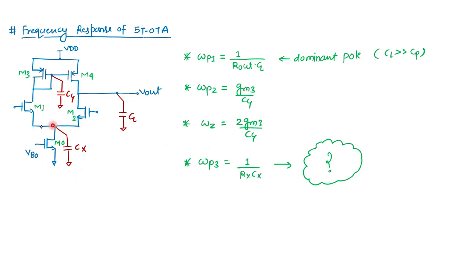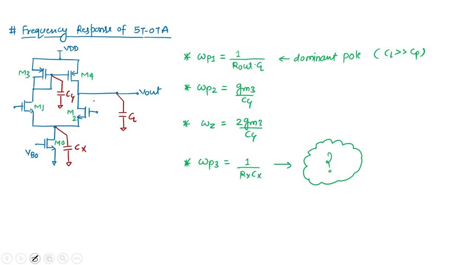term, capacitance. While we were calculating the Rx, I considered this RDS of M4 and 1 upon GM3 impedance offered by the M3, but there is some difference. It should not be like that, because at that particular frequency, when we are calculating the omega P3 node, the capacitance Cy and capacitance CL should be nearly shorted, or they should offer very low impedance there. Okay, so I will consider a few assumptions here.